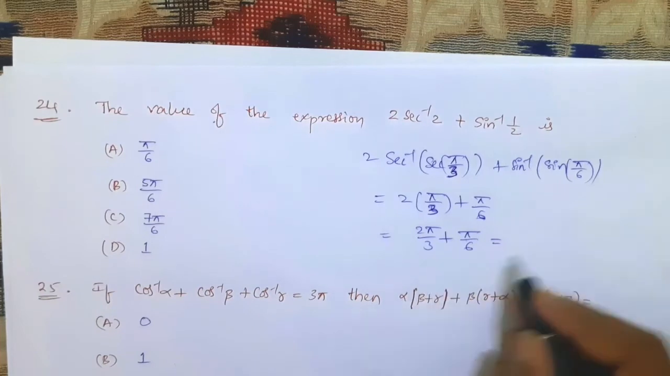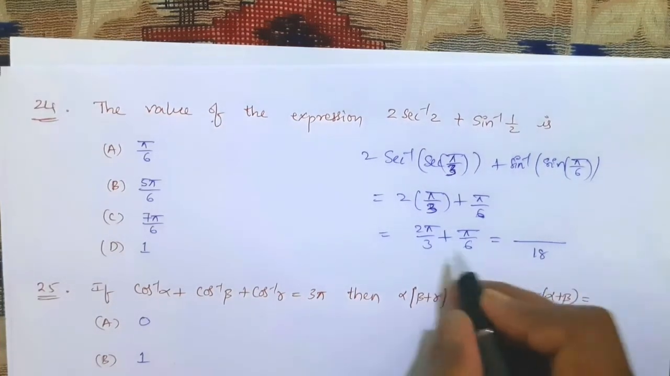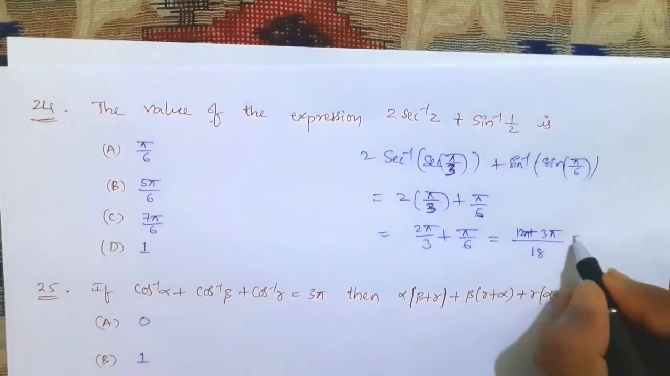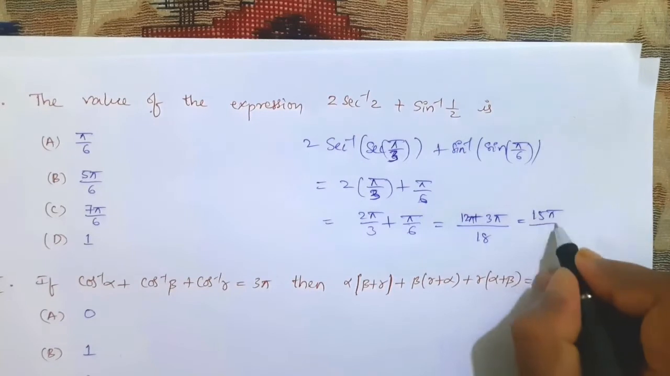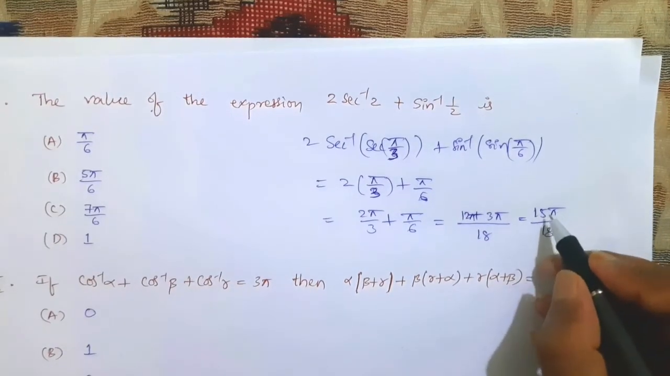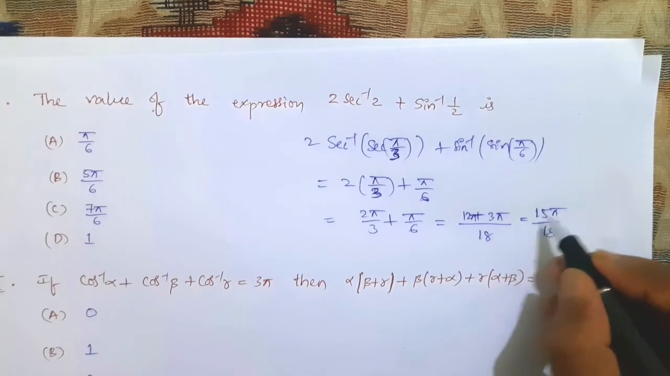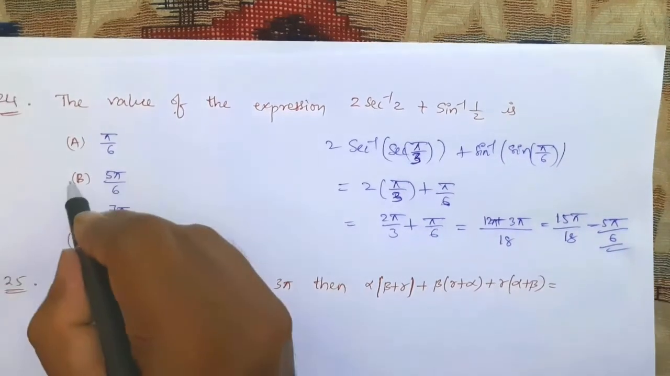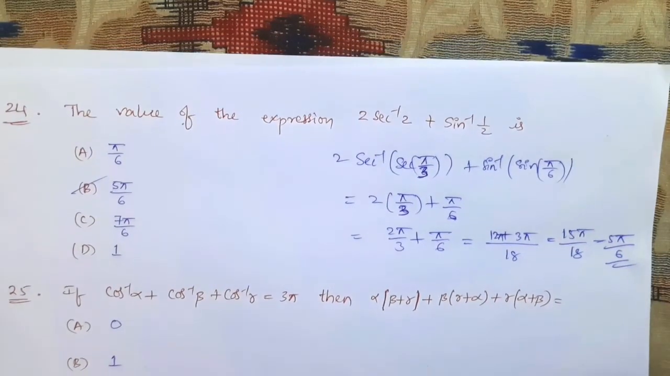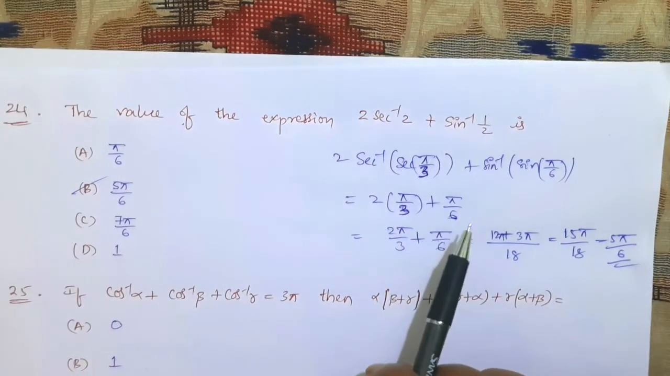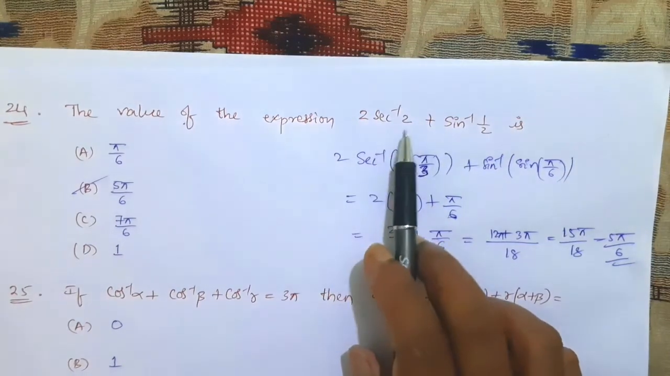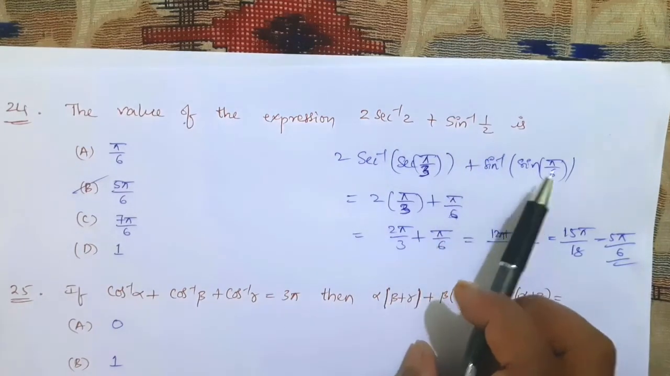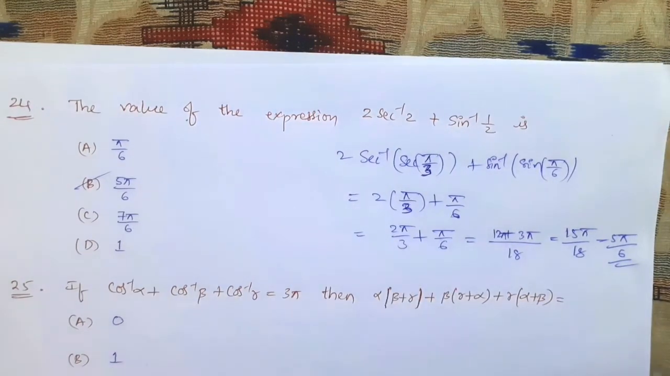If you simplify this, you will get 6 3s are 18, 6 2s are 12 pi plus 3 pi, this is 15 pi by 18, 3 5s are 15 and 3 6s are 18, which is 5 pi by 6. Okay? Don't get confused, you can do it slowly. Slowly means by using the correct values you can solve it easily. 2 secant inverse 2 in terms of secant is secant pi by 3, again 1 by 2 in terms of sin is sin pi by 6. Simplifying this, you will get the value 5 pi by 6.